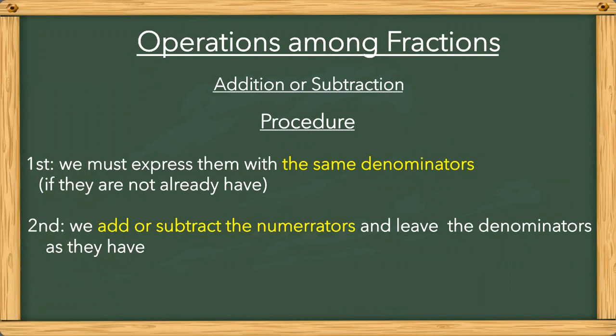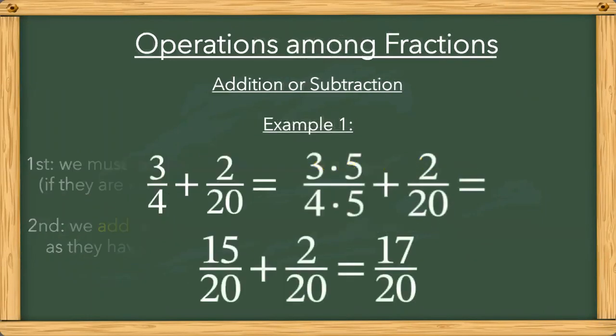We need to have, first of all, the same denominators. And after that, we have to add only the numerators and leave the denominators as they have. So let's see some examples because we can learn more by way of examples.